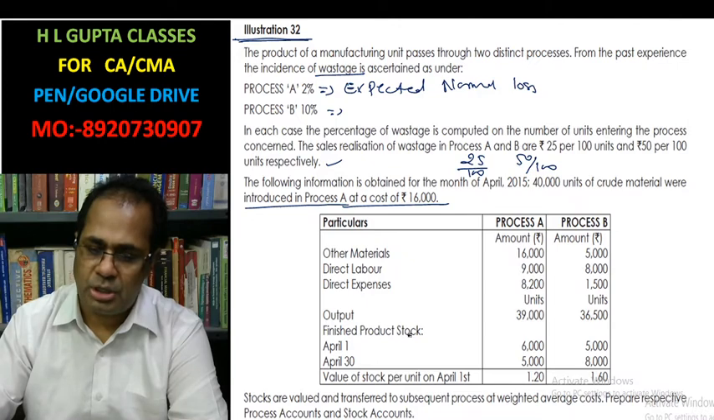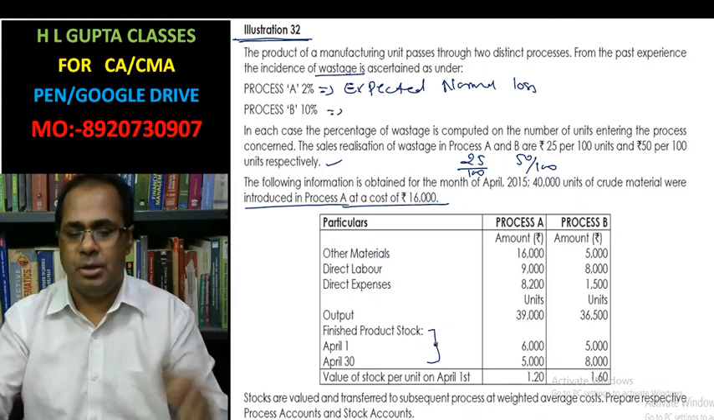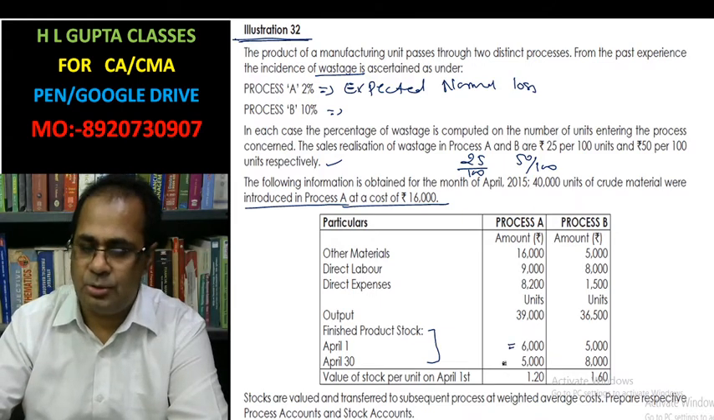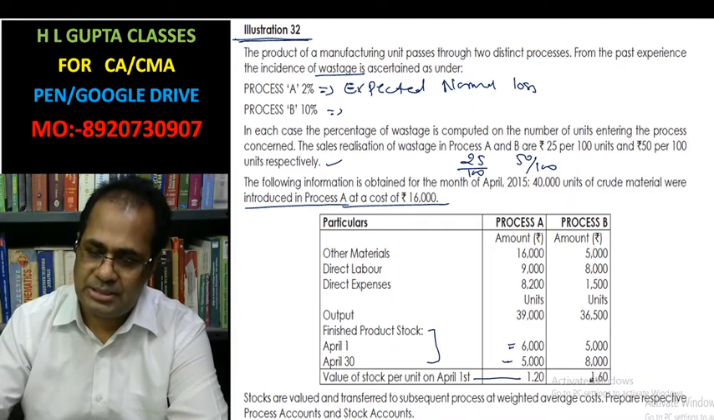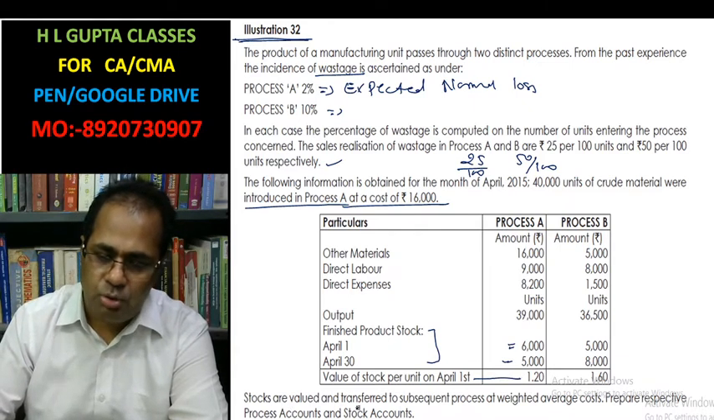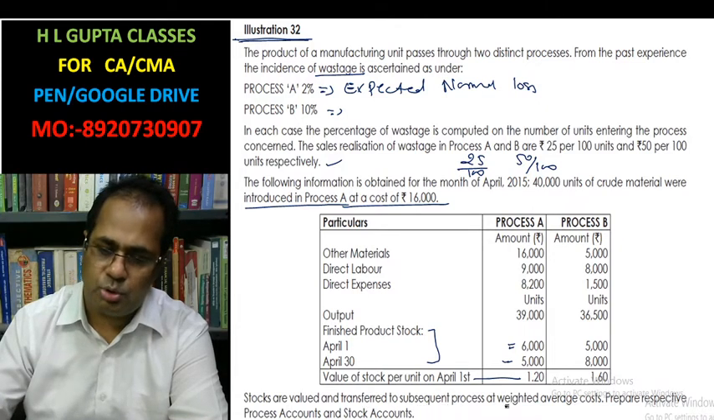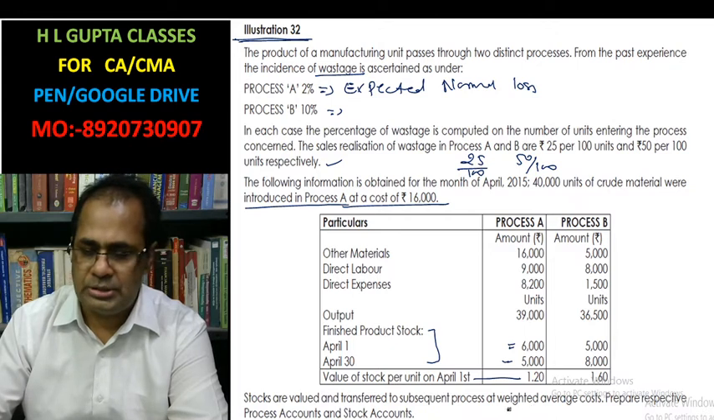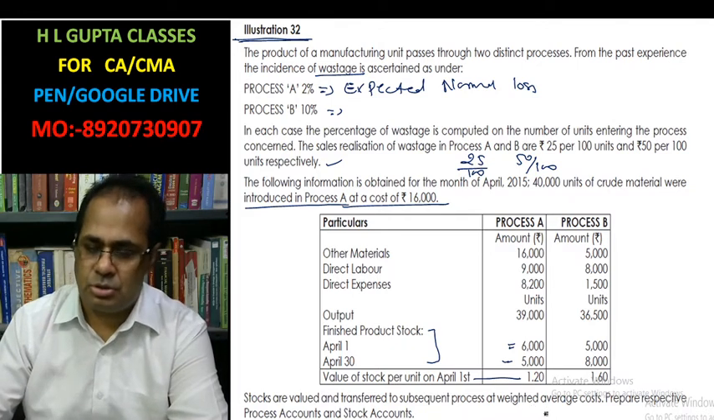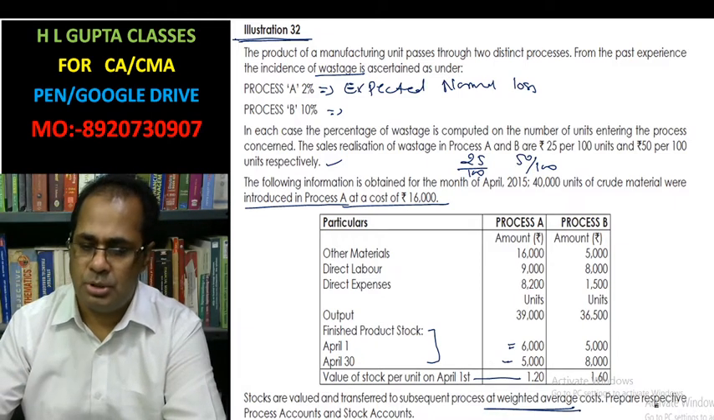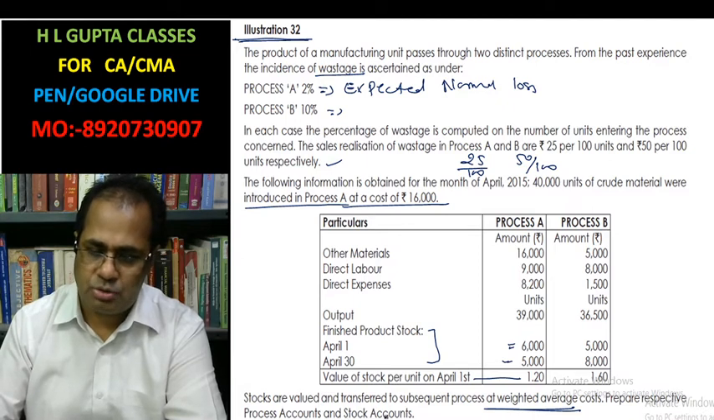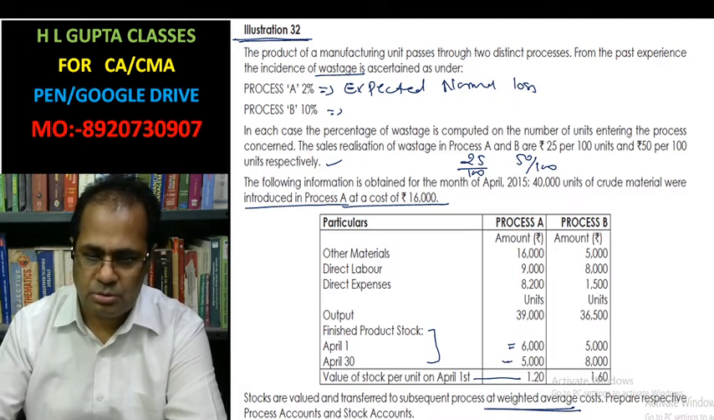This is the information for the finished product in process A. The opening stock is 6,000 and the closing stock is 5,000, and the value of stock per unit on 1st April is 1.20, and this one is 1.60. Stocks are valued at transfer to the subsequent process at weighted average cost. Weighted average cost is utilized for the closing stock of the finished goods. We need the process A account and stock valuation.